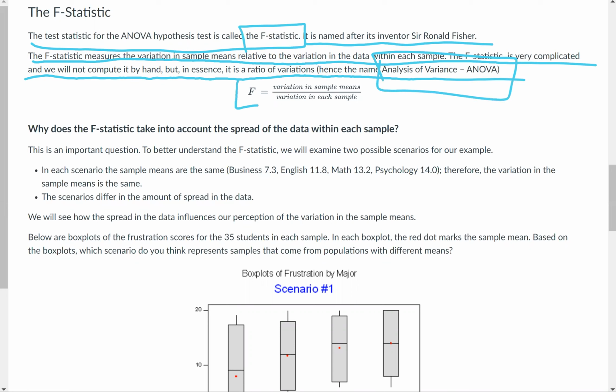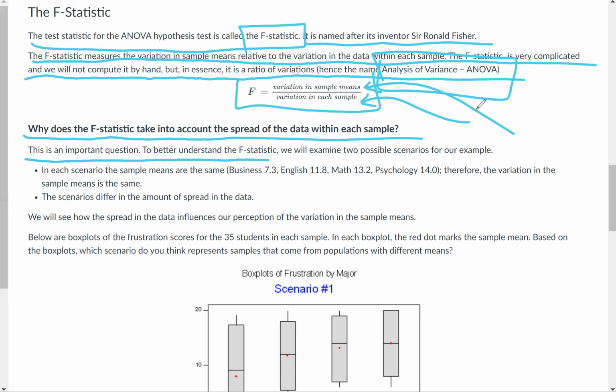So the F statistic is the variation in the sample means, how much they vary, divided by the variation in each sample. The formulas are complicated, so in this class we won't compute these F statistics by hand, but that way you know the idea behind it. Maybe if you take more statistics classes, you'll get more into detail about the formulas themselves. Now we ask, why does the F statistic take into account the spread of the data within each sample? This is an important question.